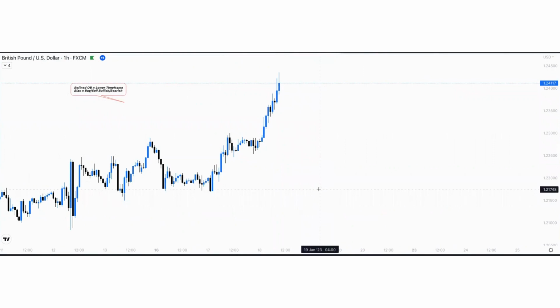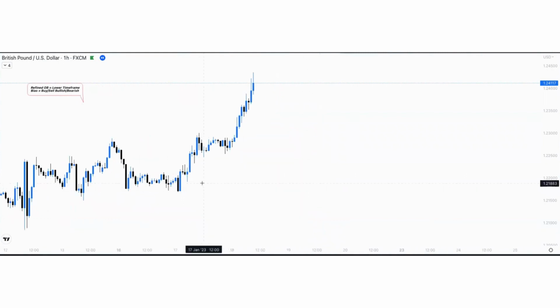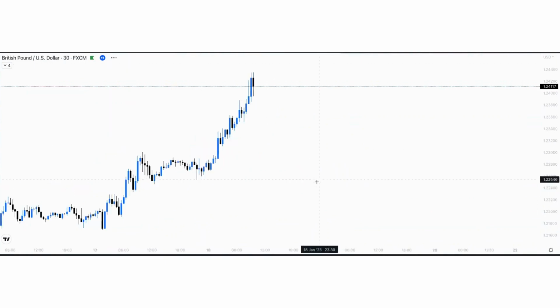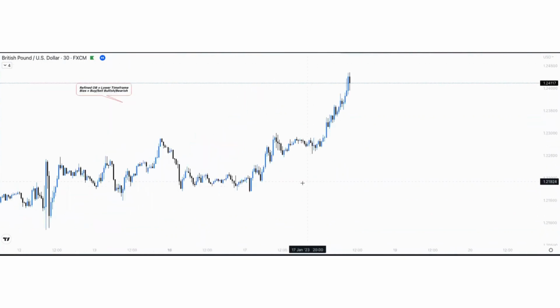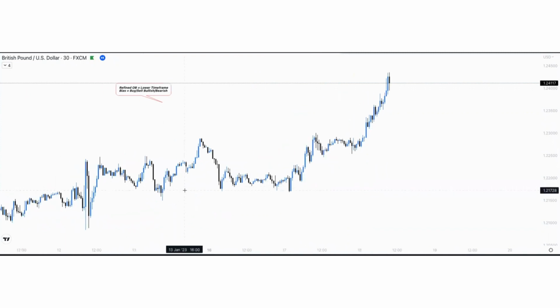It is very important that we minimize our risk, because when we try to refine our order blocks, that means the stop losses are very minimum. So since this is a bullish trend, I'd like to see a demand.